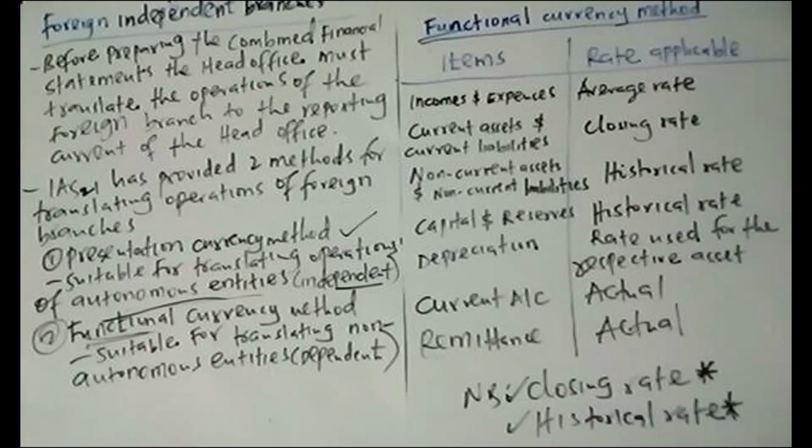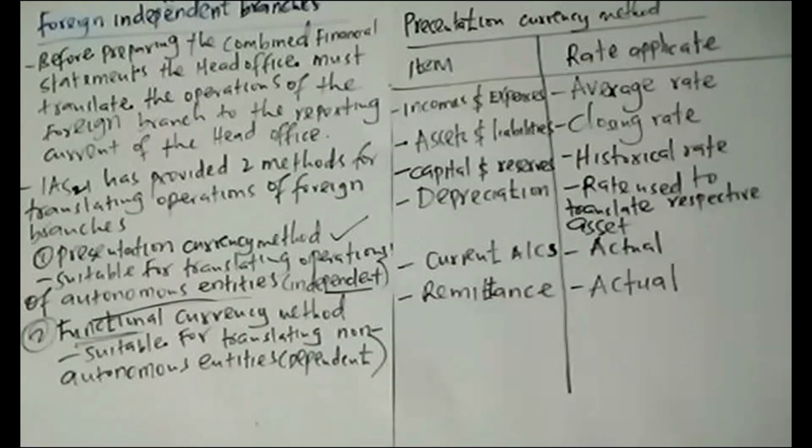But between the two methods, which are the presentation currency method and the functional currency method, for foreign independent branches, you use the presentation currency method. That is the one which is used to translate independent branches, because those foreign branches will be independent. So that is the relevant rate to use for every item.